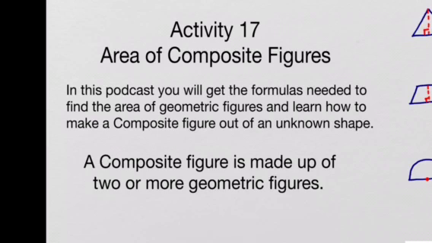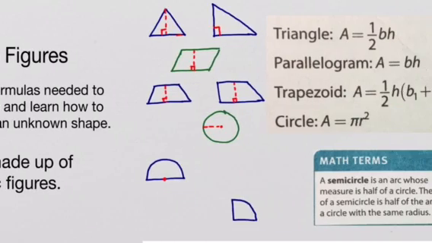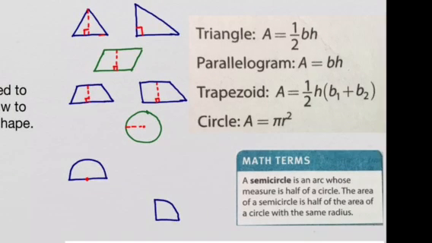Now, before we get to the composite figures, let's go ahead and look at the formulas that make up each individual shape. All right, so here we have the different formulas for triangle, parallelogram, trapezoid, and circle. And also we look into a little bit of semicircle and quarter circle.